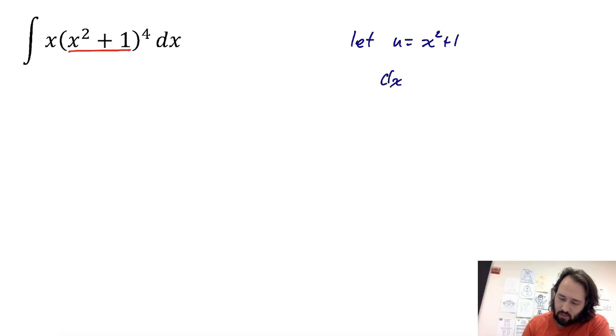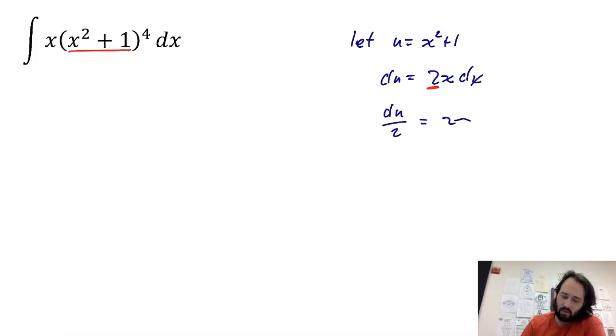And then that would mean du is 2x dx. So notice this 2 is missing, right? I don't have a 2 anywhere in my equation, or in my integral. So what I can do is move that around. I can kind of finagle this and say that, well, du over 2 is x dx, such that my x dx is all right there. So instead of my x dx, I will have du over 2.